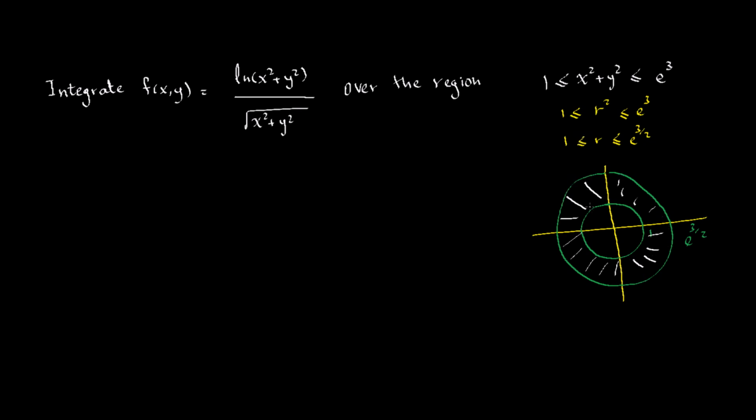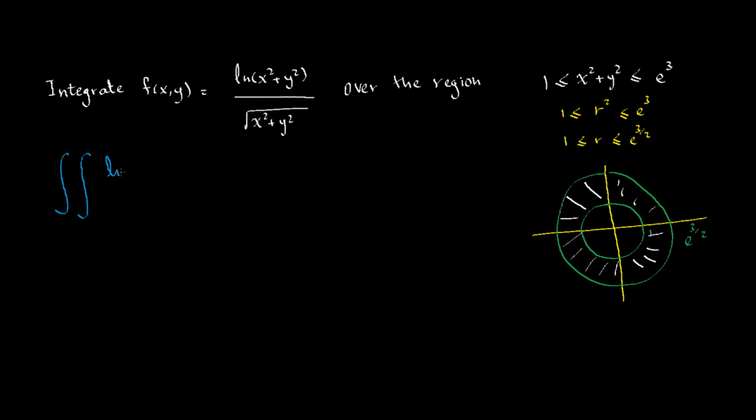Okay, by looking at the region, we see it's circular, so it would be a good idea to use polar coordinates. Another reason we should consider using polar coordinates is the function. We have x squared plus y squared, which is usually a good hint to use polar coordinates. So now let's set up the double integral using polar coordinates.